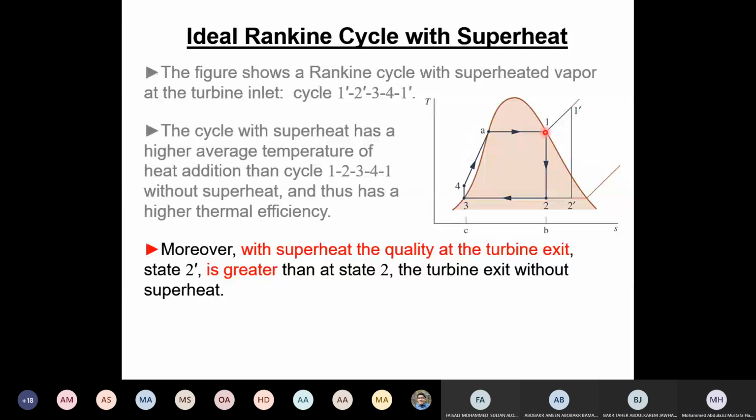How about superheating this? Instead of 1, we have 1 prime. What happened to the power? Increased or not? Yes, increased by this amount. Okay. How about the efficiency? Remember that we have increased the power, but we have increased the QH as well. So W has increased, QH has increased, and therefore the efficiency, W over QH, is increased. But anyone, I can give a bonus here. Will anyone tell us whether the efficiency improved or not?